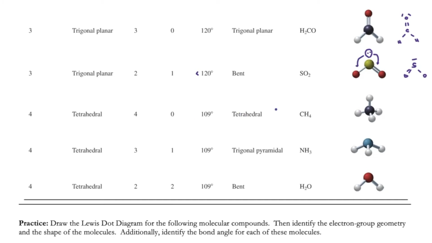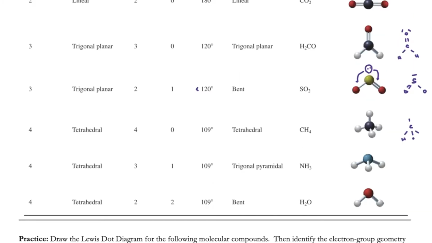All right, if, for example, you have CH4, I've got 4 bonding domains or 4 bonded atoms. They're all hydrogens. Since I've got 4 of them, the electron group geometry is going to be tetrahedral. And since I don't have any lone pairs of electrons on my central atom, the molecular geometry will also be tetrahedral. The bond angle here will be 109, or I will often refer to it as 109.5.